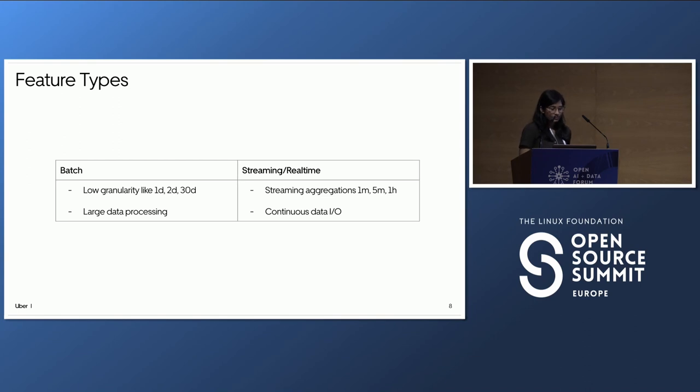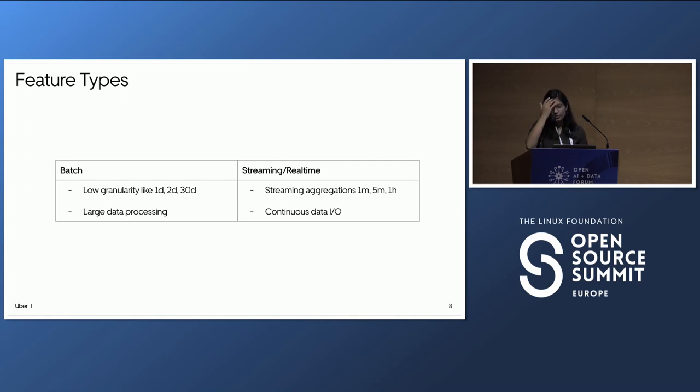At Uber, we have two primary types of features: batch features and real-time features. Batch features have very low granularity. For example, if you want to ask how many orders this store received in the last one day, last 30 days, or last 15 days, that's a batch feature, which is large data processing. We process all this data on a daily basis, and then we store it.